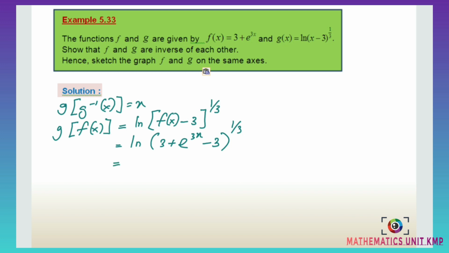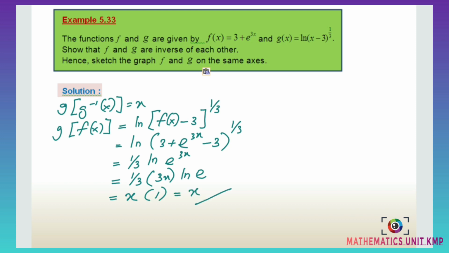By using the power rule, 1 over 3 ln, 3 minus 3 is 0, therefore ln exponent 3x. And the second time, by using the power rule, 1 over 3 times 3x ln exponent. 1 over 3 times 3x is x, and ln exponent is 1, equal to x.